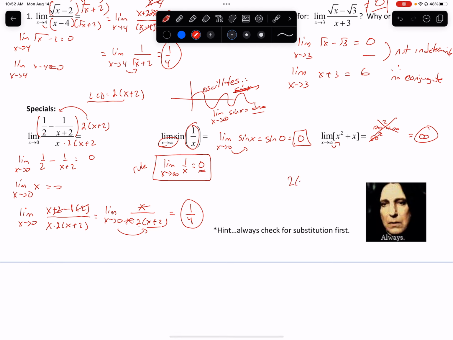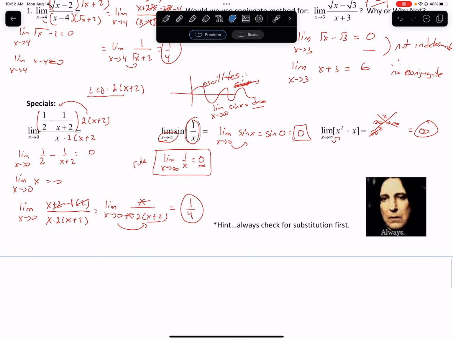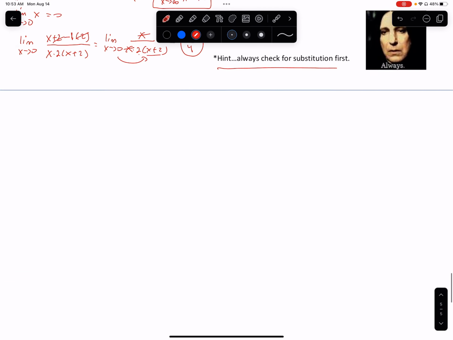Like if I said 2 times infinity, well, let me take a look down here real quick. Let me show you some things. So, hint: always check for substitution first. Substitution is easy to work with, and if we don't have to do any of the algebra stuff, it makes it much easier for us. But let's deal with infinity.